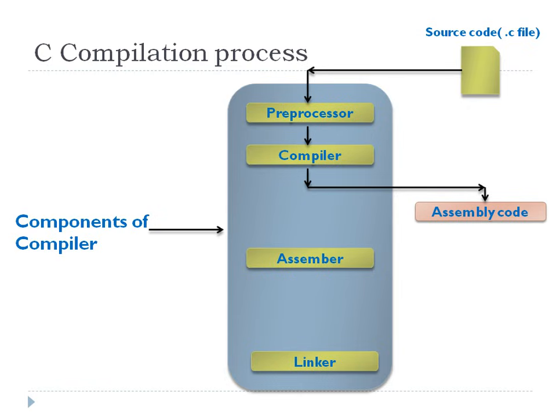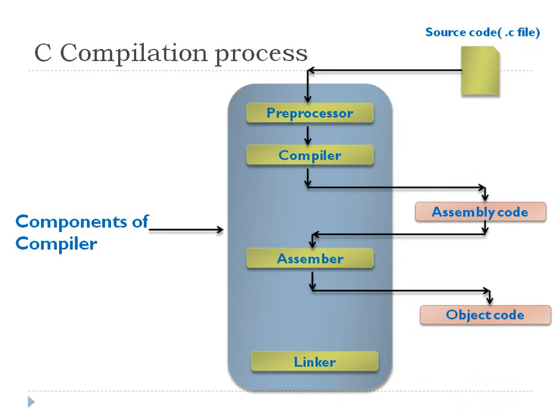Now as we know, a computer can execute only binary code, meaning 0 1 language. Assembly code is still not understood by our machine. So we need a converter which can convert this assembly code into machine code. So there is another module, known as the assembler. This assembler will convert this assembly code into the object code.